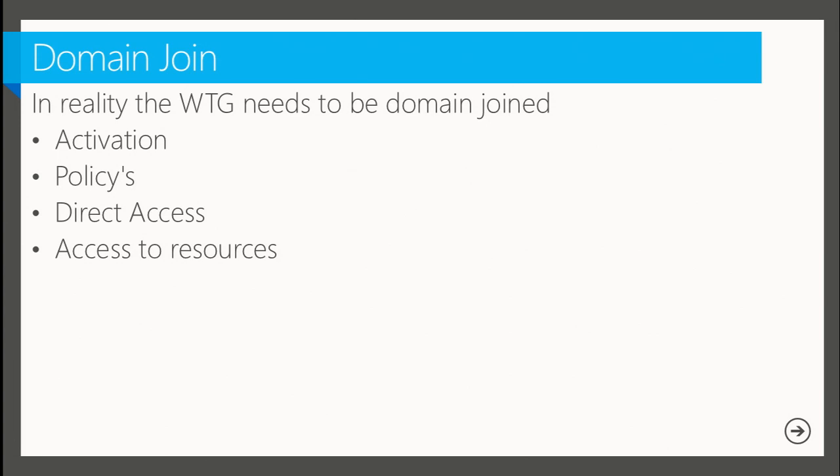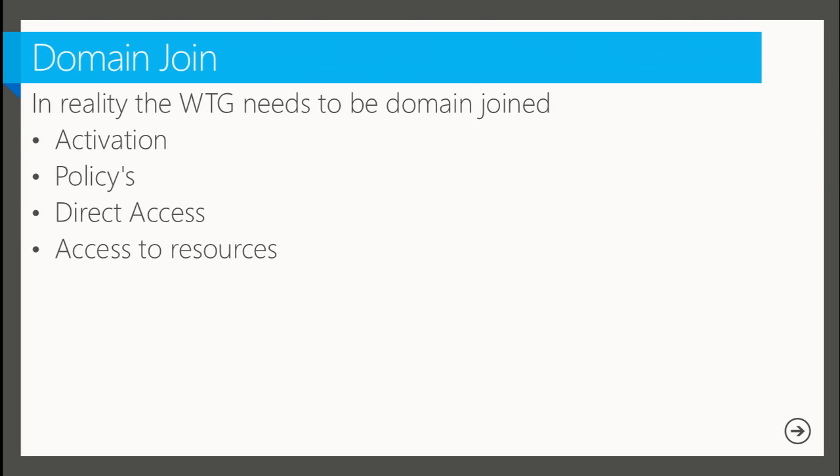Windows to Go doesn't need to be domain joined. It works in a workgroup until it needs an activation. It needs to be activated. It also needs policies to be controlled. So there's a lot of things that happen around this, otherwise it's not going to work.